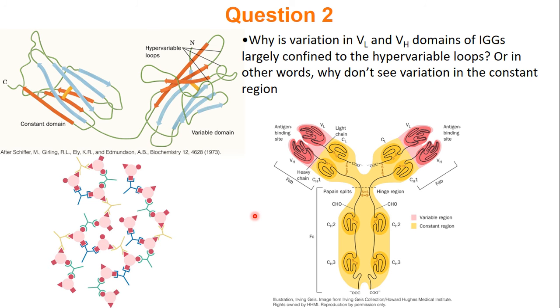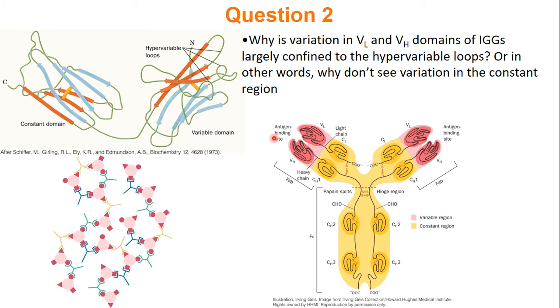So question 2, we have variations in VL and VH. So these are variable loops of the light chain and heavy chain. That is what's going to bind our antigen. So why do we see variation in the variable loops, and why don't we see variation in our Fc or constant region? So first off, why do we see variation?